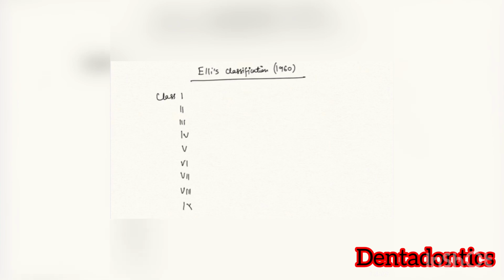Now coming to the Ellis and Dewey classification of traumatic injuries. Ellis and Dewey in 1960 gave the classification of traumatic injuries. They classified the injuries into 9 classes from class 1 to 9, and it is in Roman numerals. This is the pictorial representation of the fracture. This is the tooth with 3 layers. The outer layer is the enamel, then dentine and the pulp. Root consists of cementum, dentine and the pulp.